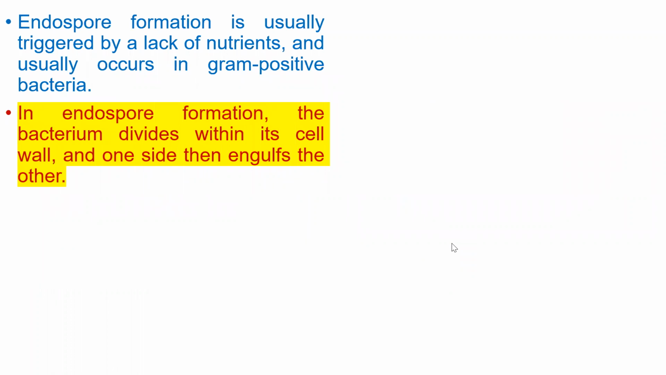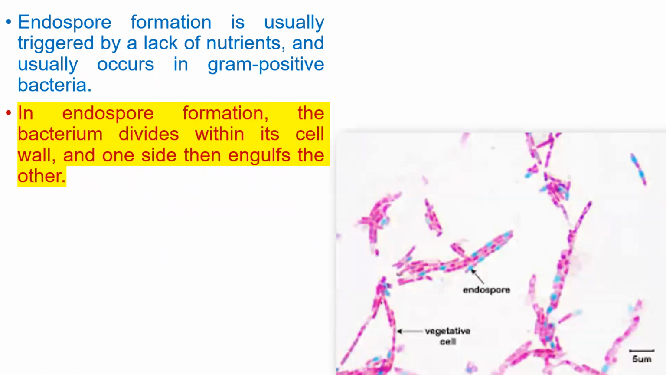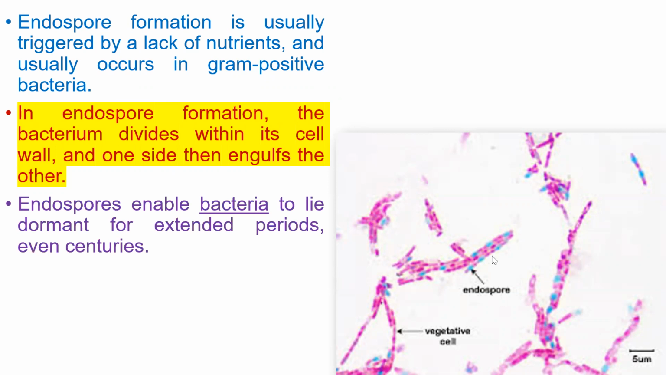Endospore formation is usually triggered by a lack of nutrients and usually occurs in gram-positive bacteria. In endospore formation, the bacterium divides within the cell wall and one side then engulfs the other. So here we can see the endospore in the bacterial cell.